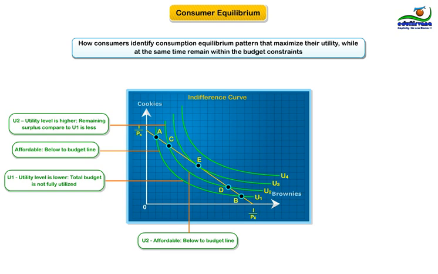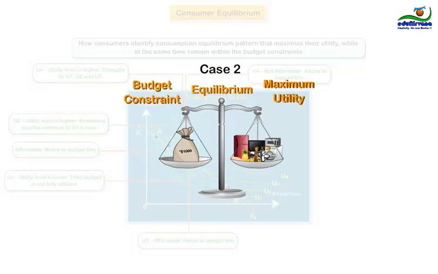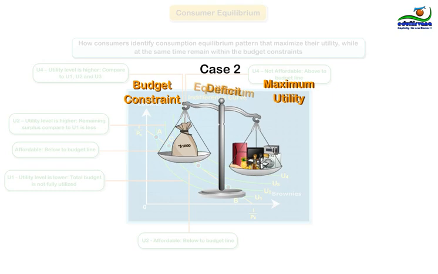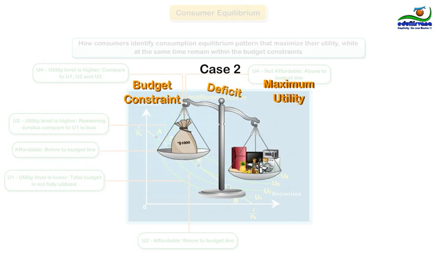Consider U4. For this curve, naturally the utility levels are higher, but unfortunately, for getting this utility level, the money he would have to spend for the consumption is higher than he can afford to pay. So, while there is an aspiration to achieve this utility level, he cannot afford it.